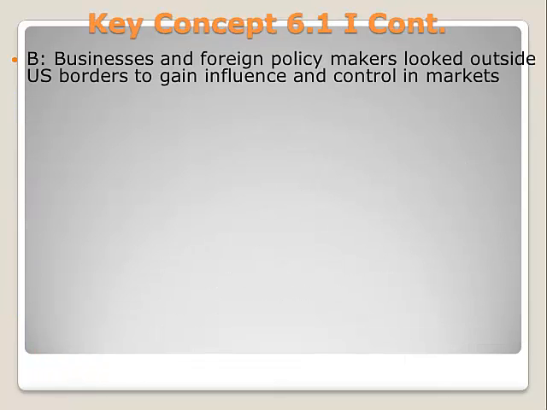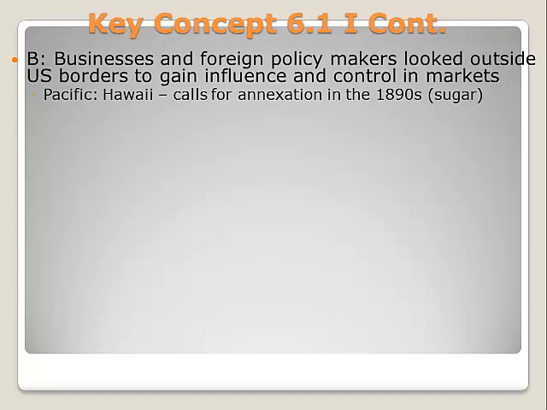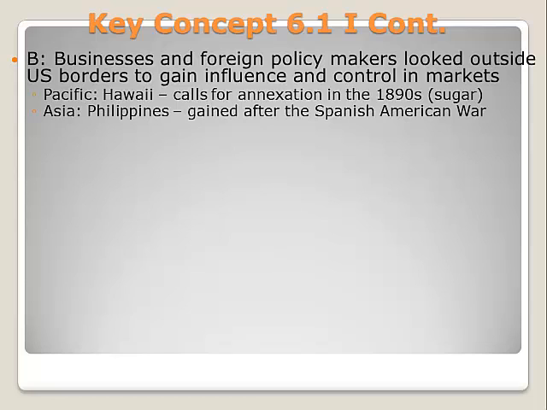Okay, letter B: businesses and foreign policymakers looked outside U.S. borders to gain influence and control in markets. Ever since Manifest Destiny has been complete, the U.S. will seek to expand beyond its borders, but not necessarily to take over land, but rather to trade. In the Pacific, there are calls for the annexation of Hawaii in the 1890s, which eventually does happen, and that's because Hawaii is a major sugar producer. In Asia, the Philippines are gained after the Spanish-American War in 1898, and that is also a new market.